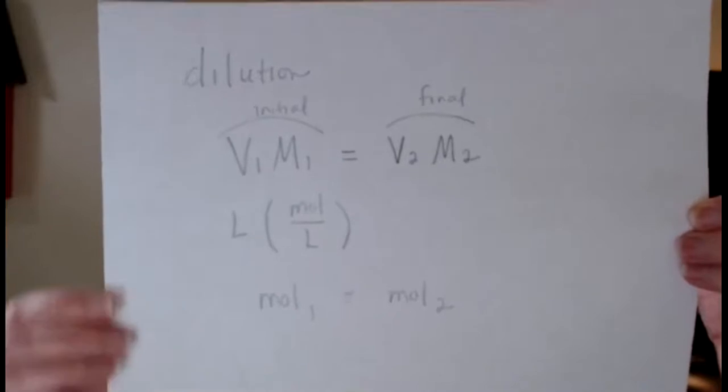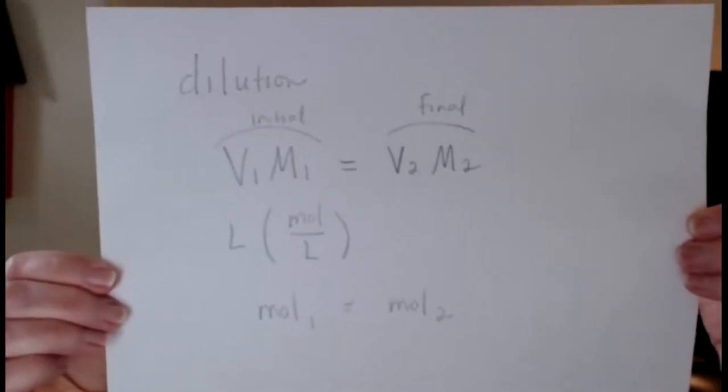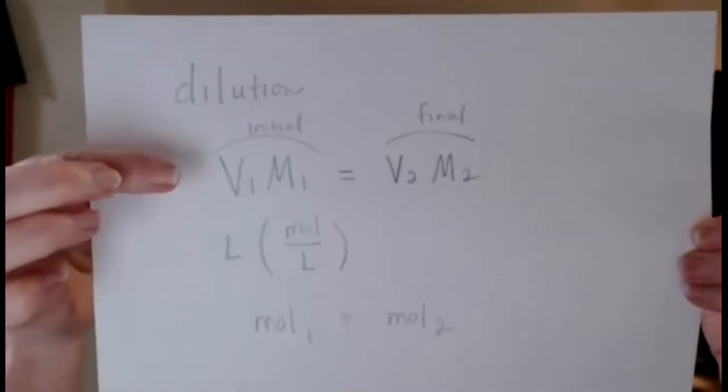So can I go to the next sheet? This was just a quick review on dilution, because your lab this week, you have to use this formula 5 or 6, 7 times. Okay, again, this is quick because it's a review. I've done, let's see how many, 3 quick examples.